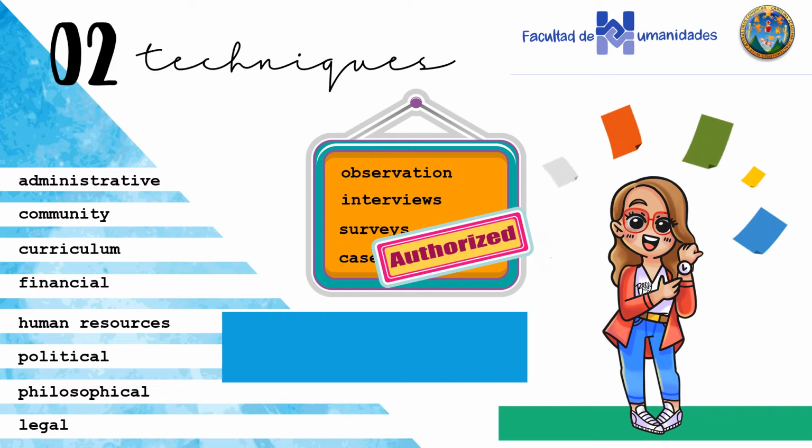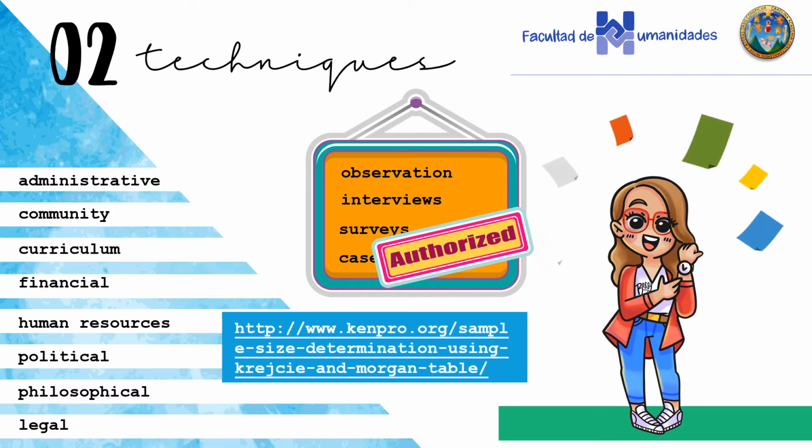Remember, all the people involved in your institution or community represent the universe. The people you're mostly interested in represent your population. And lastly, those who collaborate with your instruments represent the sample. This sample may vary in size. Here is a list of samples based on the number of people involved. www.kempro.org/sample size determination using Krejcie and Morgan table.